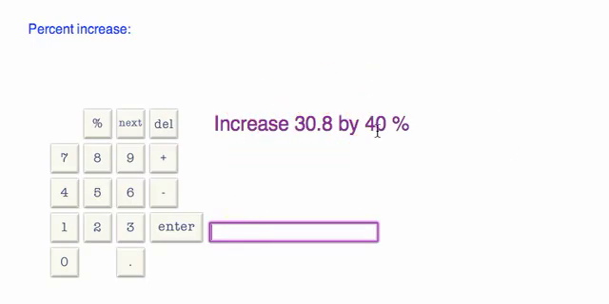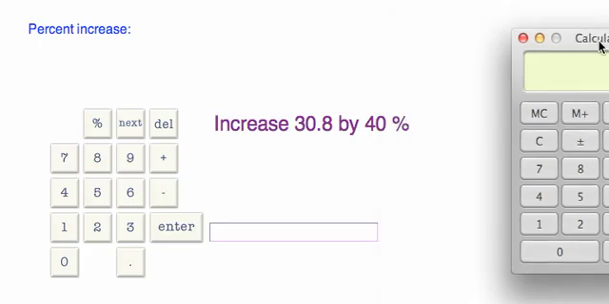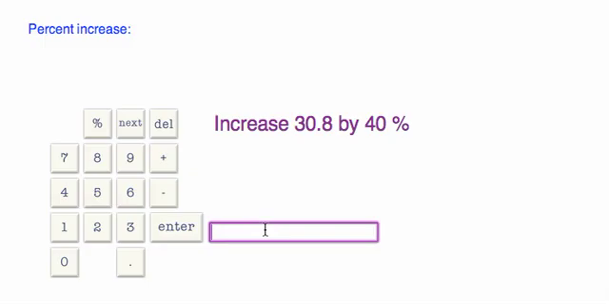All right, we have time for one more. So we can do it the other way. Let's do it both ways. Okay, so 40% of 30.8, that's 0.4 times 30.8, which is equal to 12.32. Now I'm going to increase the 30.8 by 12.32, by adding it to the 30.8, which is equal to 43.12.